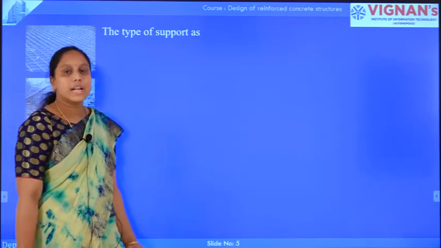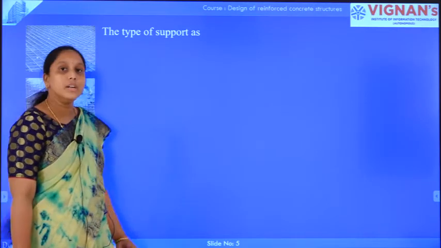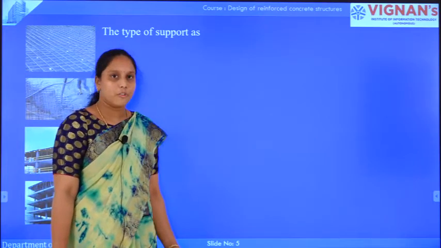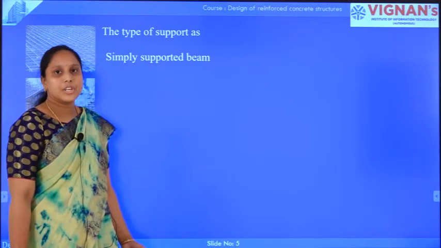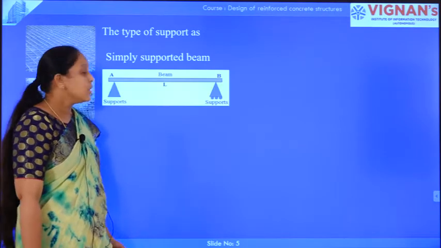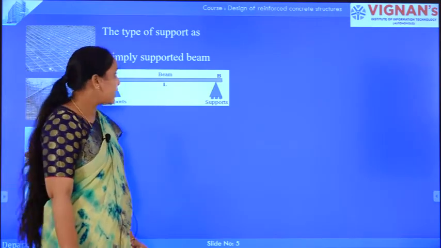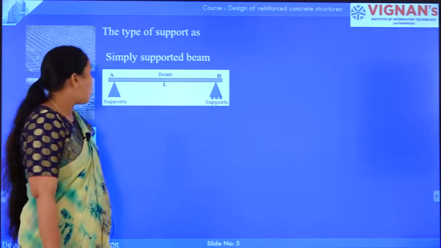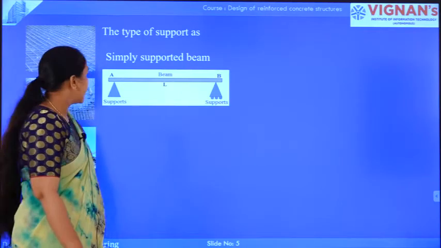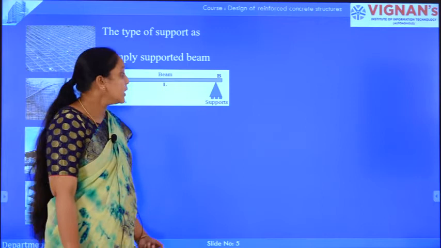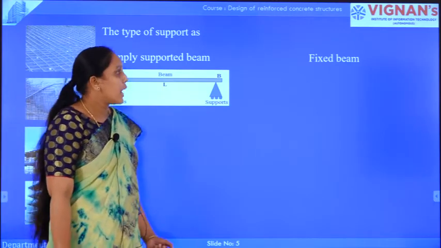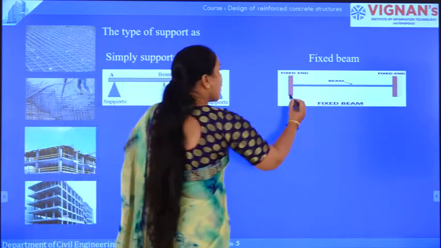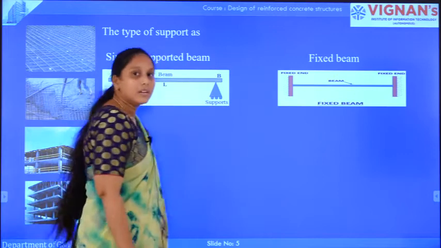Now, the classifications of beams based on the type of supporting systems. This one you have already learned in your strength of materials. So, what are the classifications we have? Simply supported beams. What is a simply supported beam? It is a beam which is supported at both the ends. On one end you are going to have a hinged support and on the other end you are going to have the roller support. And you have fixed beams. What is a fixed beam? A fixed beam is a beam in which both the ends are fixed.